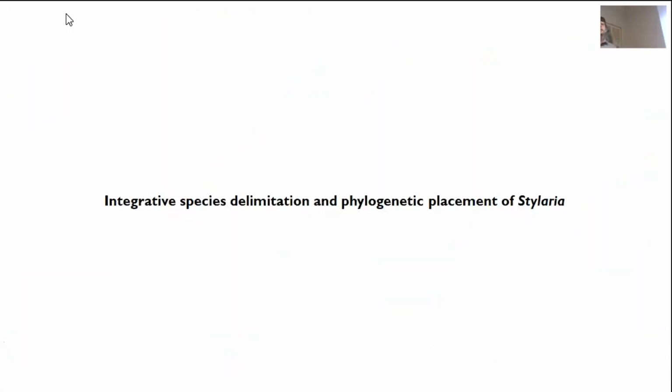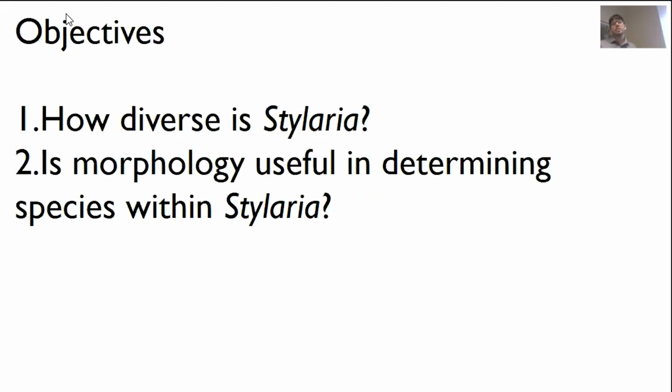So now we're going to go into the big meaty portion of this thesis, which is using the integrative taxonomic approach to do species delimitation and phylogenetic analyses on Stylaria. The main objectives: we just want to ask, how diverse really is Stylaria? Is it one species? Is it two species? Is it a million species? Well, we'll probably never know if it's a million, but it's probably not. And then we're going to look at whether morphology is really useful in determining species in this group.